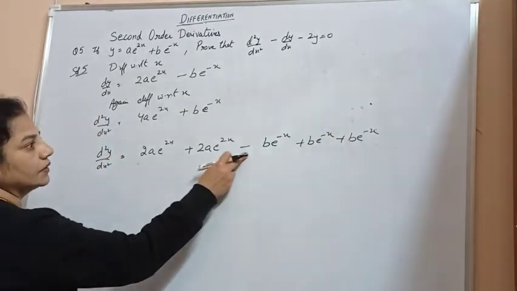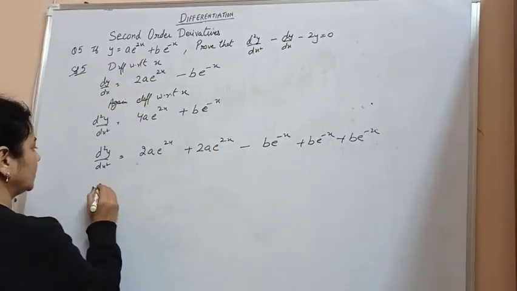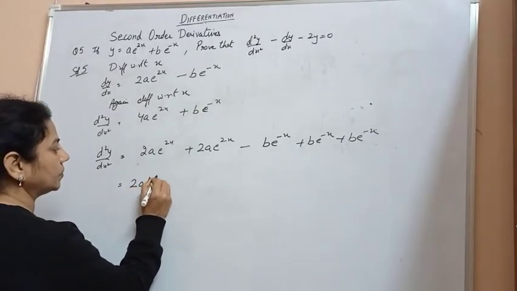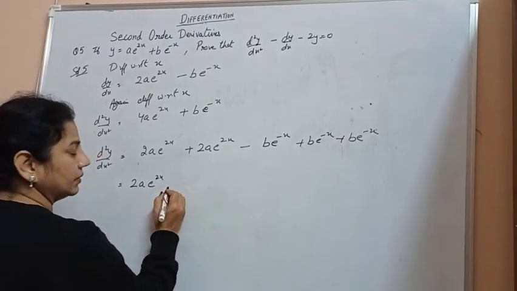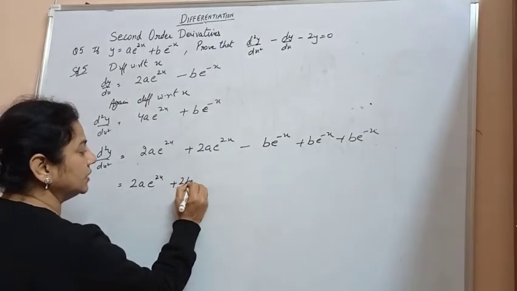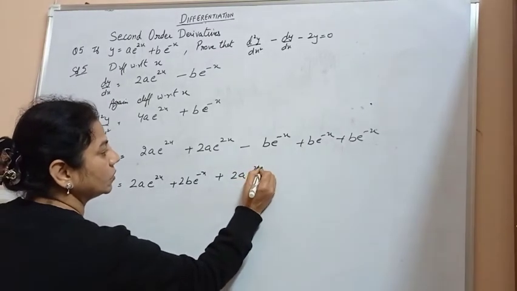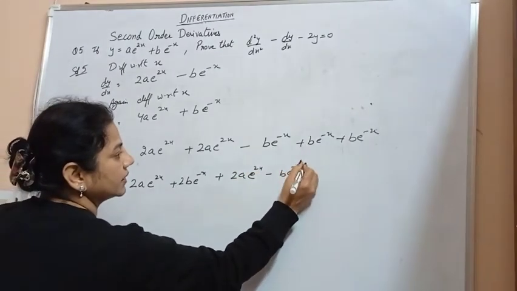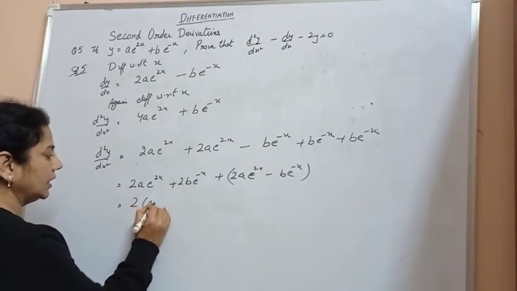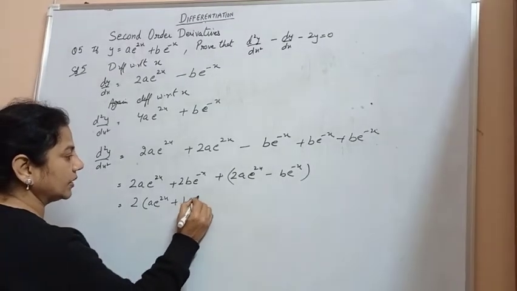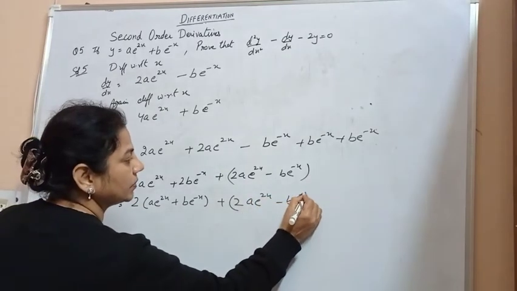This term, the center, gives me the result as dy by dx. So I get 2 times a e to the power 2x minus b e to the power minus x, plus b e to the power minus x becomes 2 times b e to the power minus x, plus 2 times a e to the power 2x minus b e to the power minus x. This is in one bracket. If I take 2 common, 2 times a e to the power 2x plus b e to the power minus x plus 2 times a e to the power 2x minus b e to the power minus x.